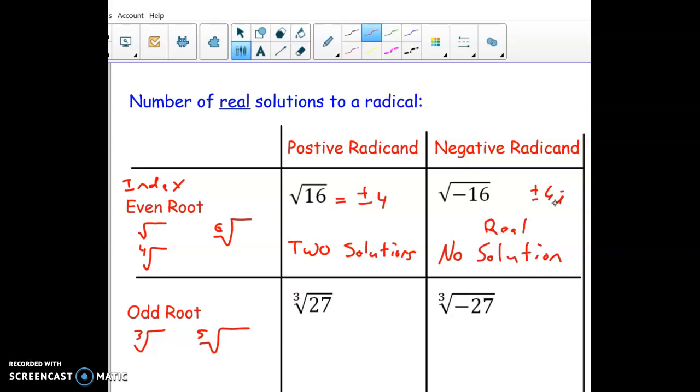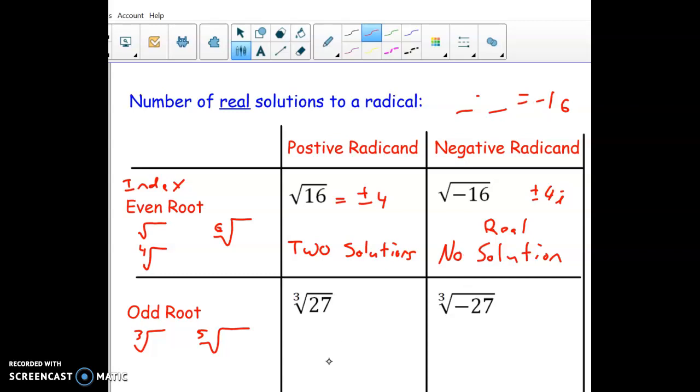And for this chapter, we're not going to do the imaginary stuff. We're just going to do the real ones. So we'll put no real solutions for a negative, right? Because there's no number times itself that'll give us negative 16. 4 doesn't work. Neither does negative 4. So there's no real solutions to that.